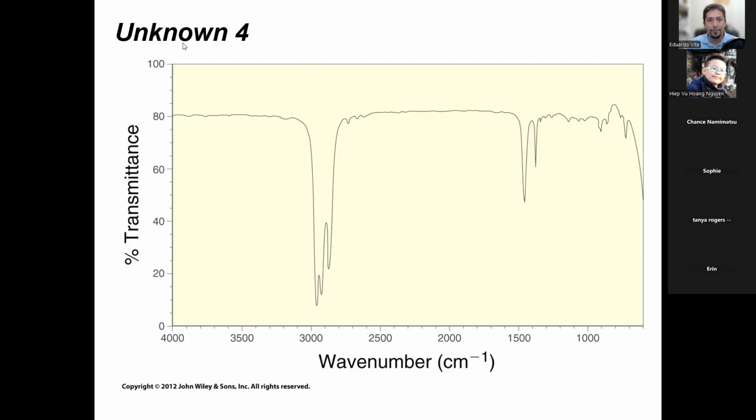All right. So any questions about this one? This one's pretty easy, right? So sometimes the absence of signals is also enough information.